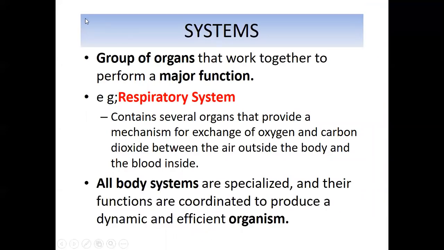And then the system is a group of organs that work together to perform a major function. That means all the organs work together to perform a major function and form the system. For example, here we have the respiratory system, which contains several organs that provide a mechanism for the exchange of oxygen and carbon dioxide between the air outside the body and the blood inside.